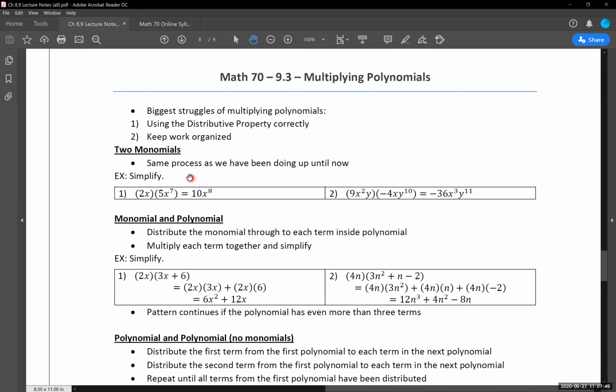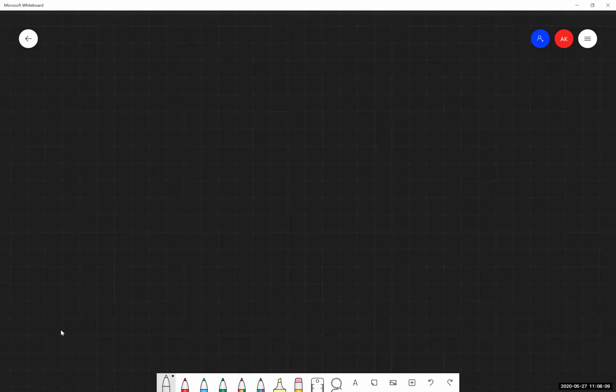So how do we multiply these together? Well, it's the exact same process that we've been doing up until now, basically the problems that we were working on yesterday. We're just going to be applying those same ideas to these problems. So we'll jump over to our whiteboard and go through these 2 examples really quick. Again, this should be a bit of a review from yesterday, but it can't hurt to see more examples.